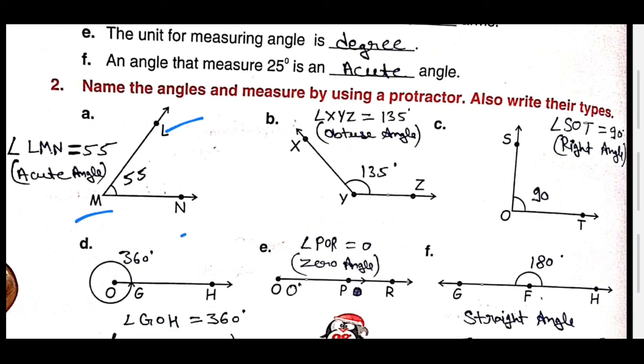The name is LMN. LMN is equal to 55 degrees, and what is the type? It is less than 90. So you have to write here acute angle.